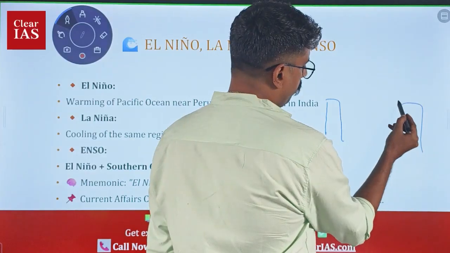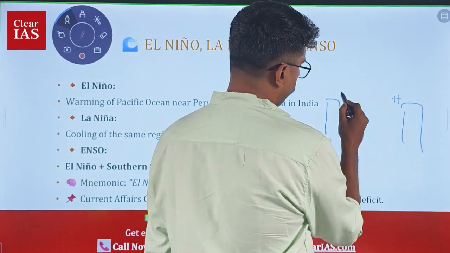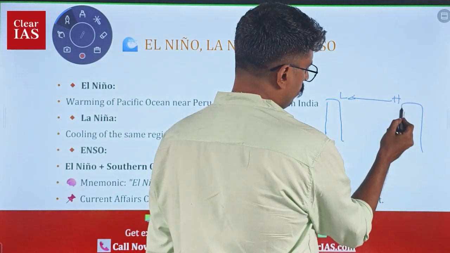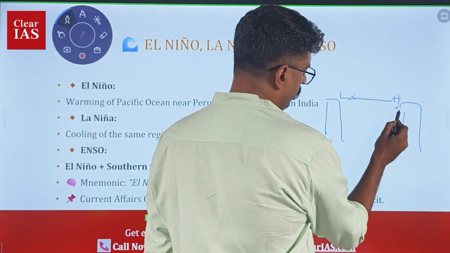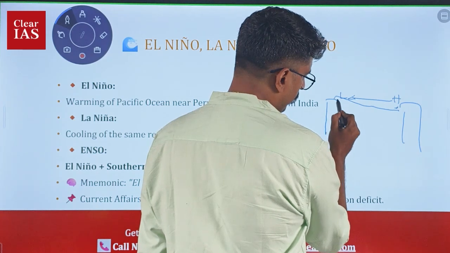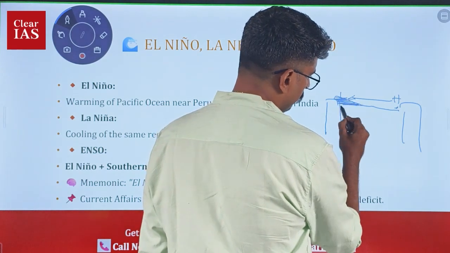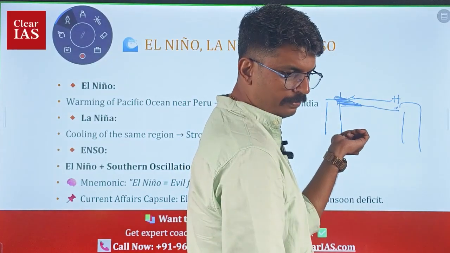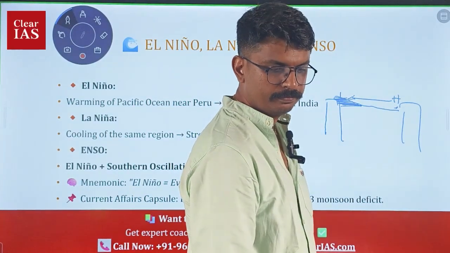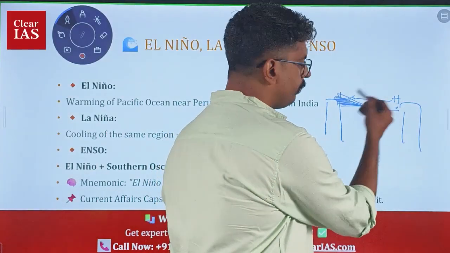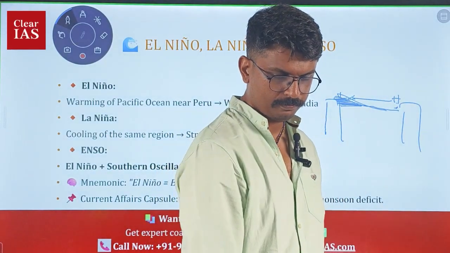No. Normal condition, here we have the high pressure, here we have the low pressure. Winds will flow in this direction, so water will be pushed from here and it will accumulate more in the Australian region, right? The normal condition, water accumulates here. So La Nina, more water would accumulate here, more powerful high pressure and low pressure.